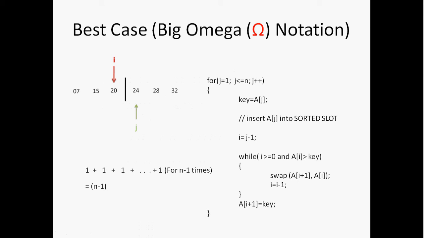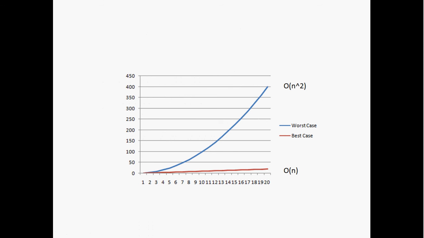Now you will probably ask why we didn't consider the lines key equal to a of j and i equal to j minus 1. Because as I said in the asymptotic notation presentation, those are constant lines, it doesn't change for any number of inputs. We need to consider only those lines that change with respect to the number of inputs, remember? So here our best case is big omega of n. In our graph, the blue line represents the worst case, order of n square, and the red line order of n. So some random array would be in between this.